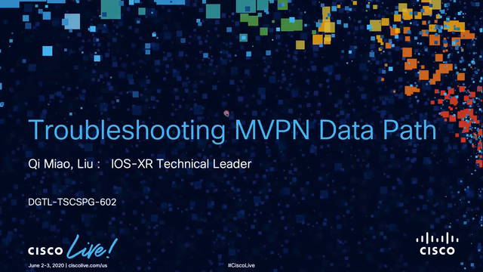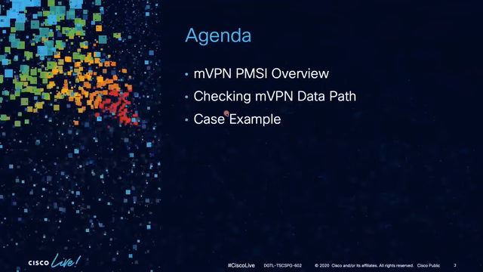My name is Jimmy from Cisco CS SP Infrastructure team supporting our SATA platform. In this section, we'll focus on how to troubleshoot multicast VPN data paths. Okay, let's start. On the first part, we will recap some basic concepts of multicast VPN, especially PMSI. And PMSI is also called core tree.